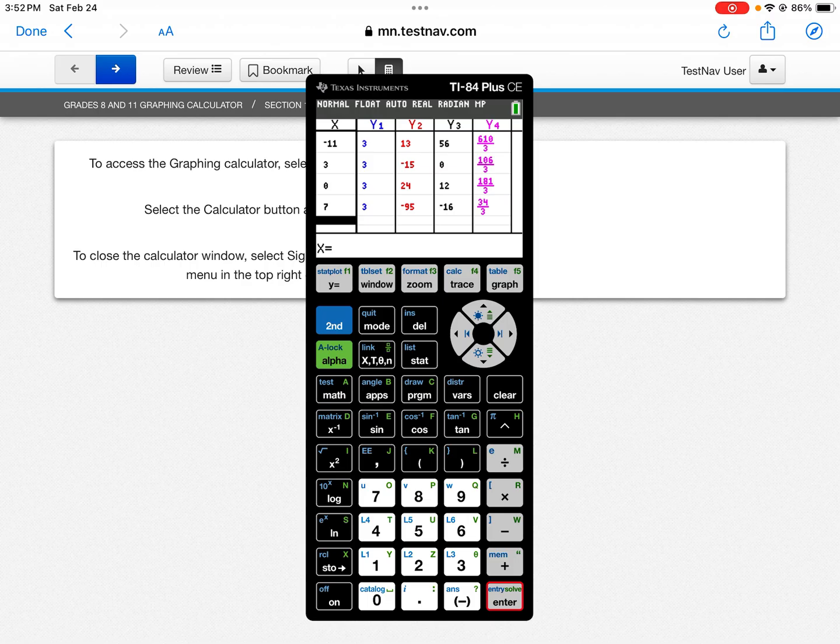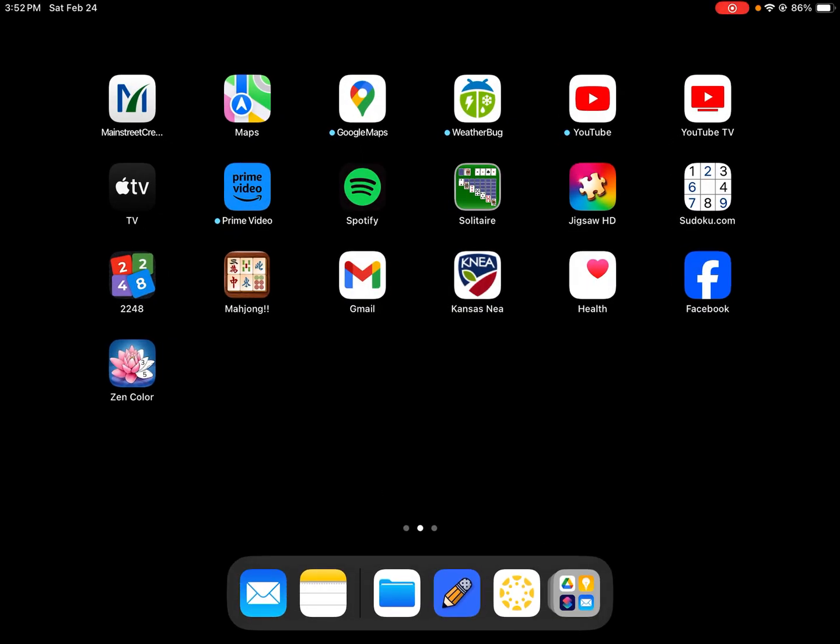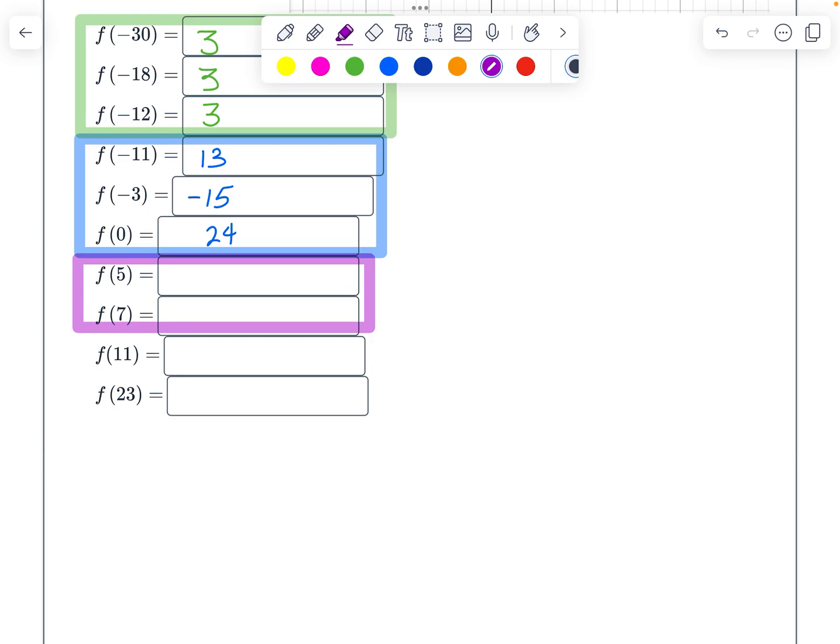So 5 and 7. Did I not hit the 5? Let me try again. 5 and 7. Why is it not doing the 5? Okay. So 5 is negative 8 and 7 is negative 16. I don't know why those are backwards. 5 is negative 8 and 7 is negative 16. How's my memory? Negative 8 and negative 16.